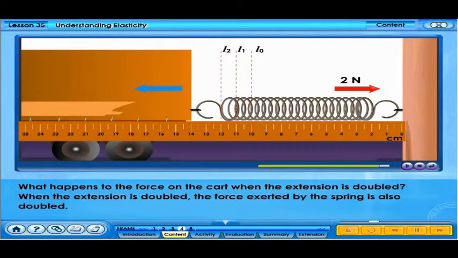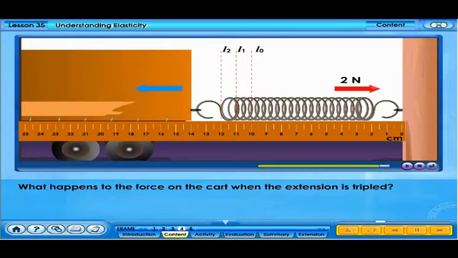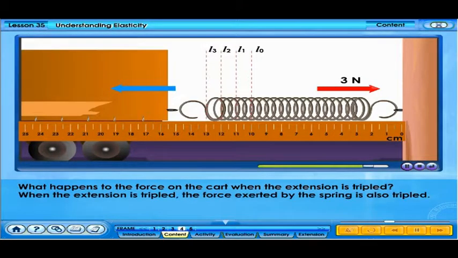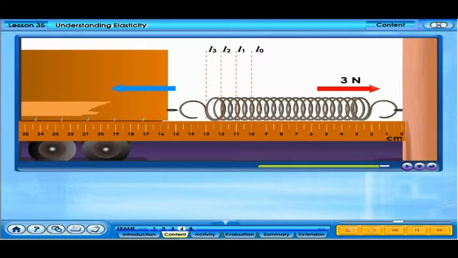When the extension is doubled, the force exerted by the spring is also doubled. What do you think will happen to the force on the cart when the extension is 3 times bigger? When the extension is tripled, the force exerted by the spring is also tripled. Let's draw a force extension graph for the spring.